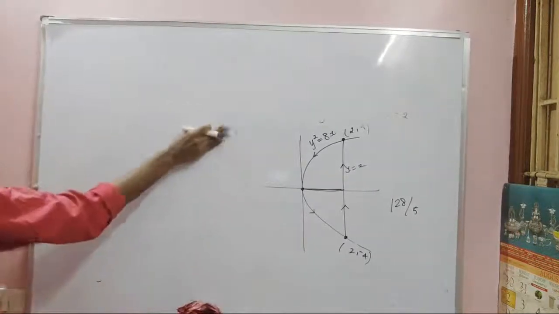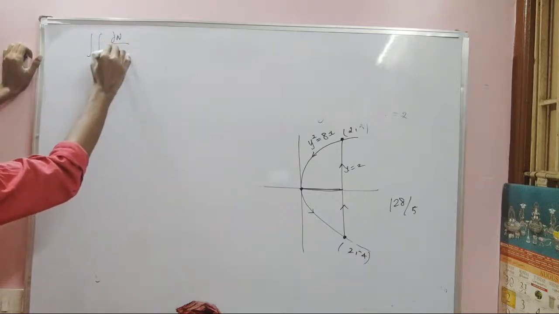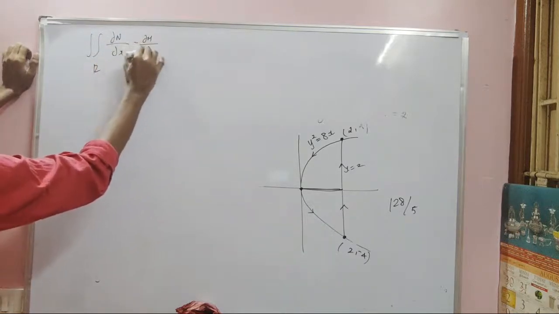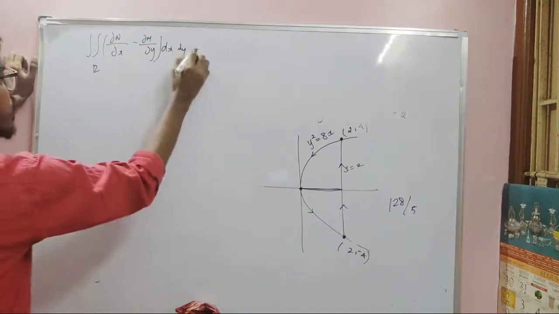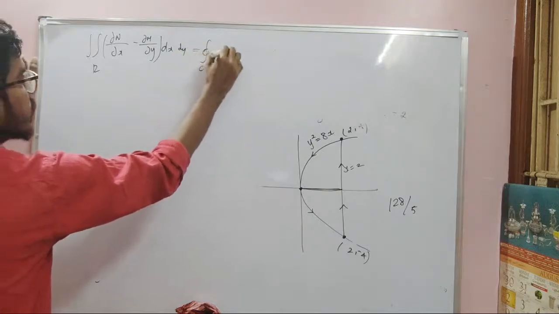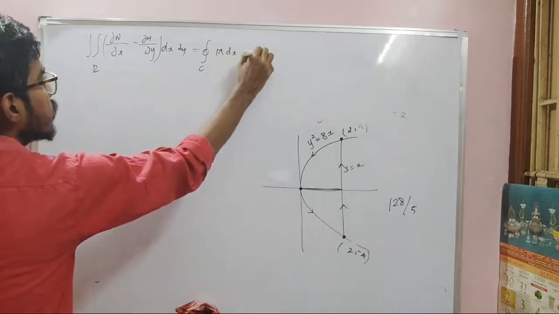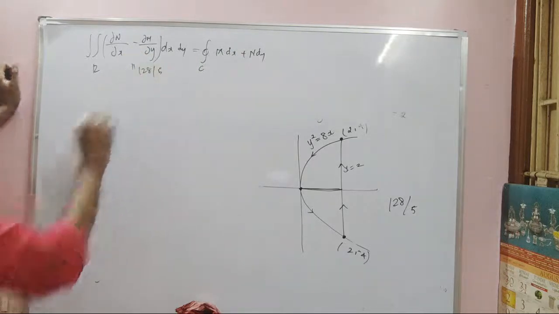So you can see we are finding the double integral over R of (∂N/∂x minus ∂M/∂y) dx dy, which is equal to the integral over C of M dx plus N dy. So we have finished this part and we have proved that the answer is 128 by 5.